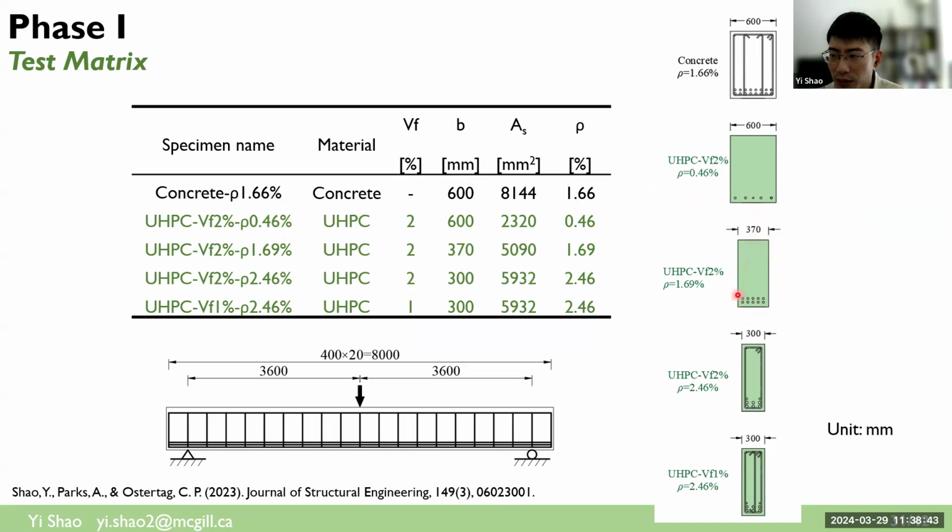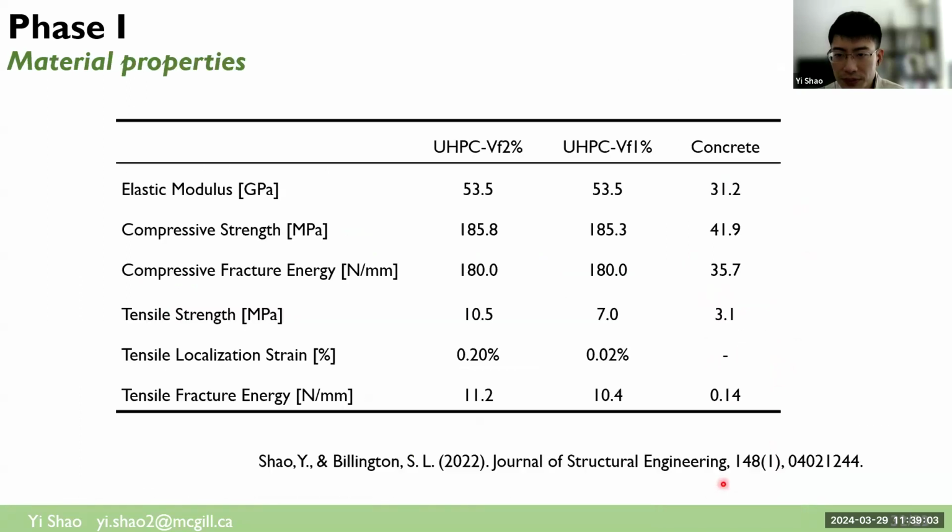Second beam with a similar reinforcing ratio, but reduced cross-section size. Third beam with a much reduced cross-section size and a higher reinforcing ratio. So these 3 beams all have 2% fiber volume, and the last beam is similar to the third UHPC beam, but with a 1% fiber volume.